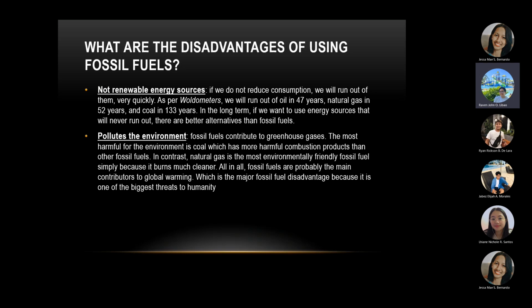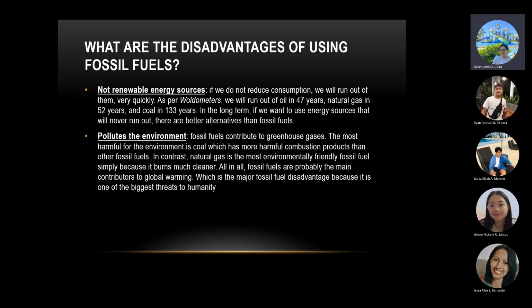Fossil fuels pollute the environment because they emit carbon dioxide, which is a major greenhouse gas and the primary source of pollution. This contributes to global warming in our world.